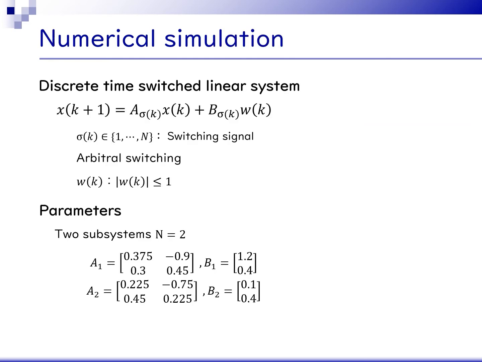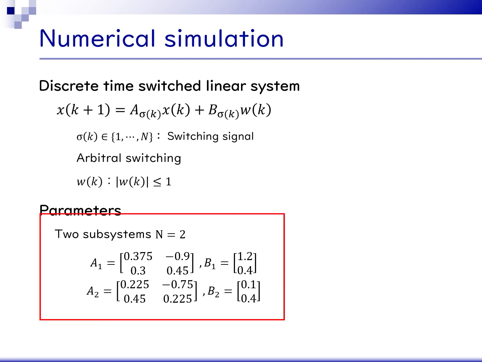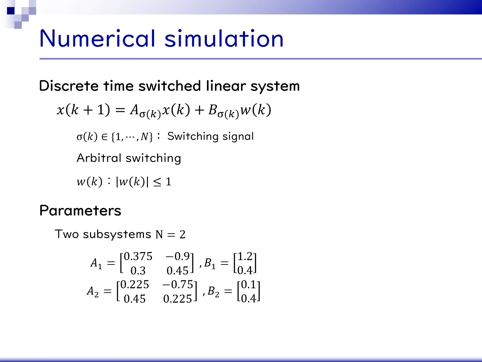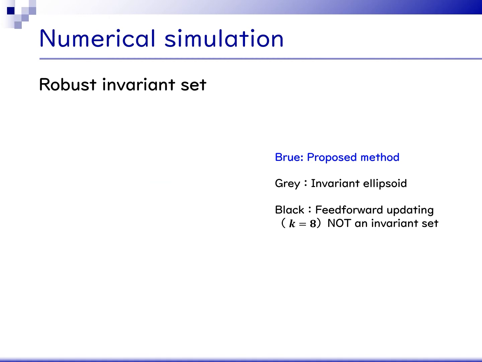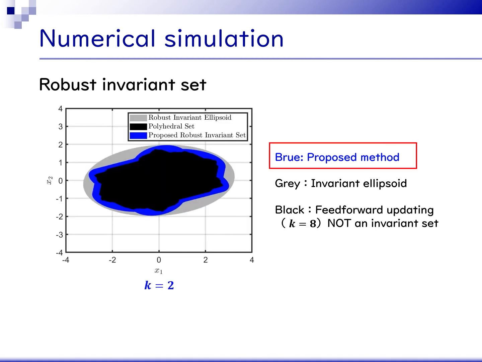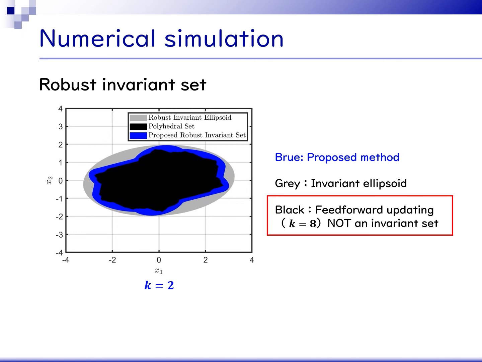We show a numerical example. We consider a switched linear system with two subsystems. The peak of disturbance is given like this. This is the result. The blue set shows the proposed method and the gray set is the invariant ellipsoid by a previous method. The black region shows feed-forward updating. Note that the black set is not an invariant set.